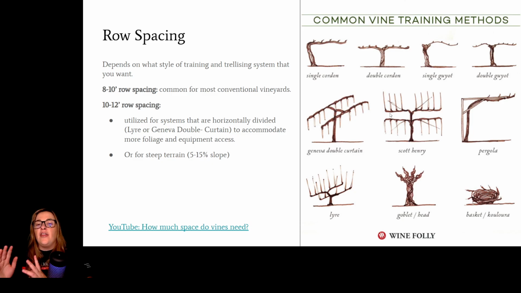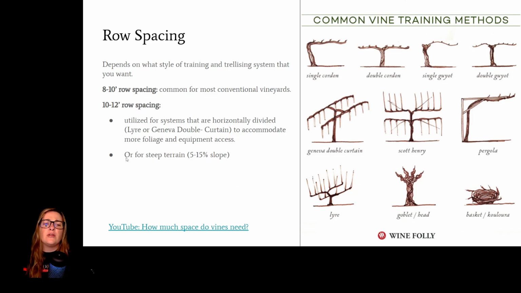There are other types of training systems that are wider that require more space. So that'd be like the Geneva double curtain, right? Where it comes off the base, splits into a T, and then it looks kind of like an H letter at the very top, right? So it splits open and then it continues to grow, and so forth. So there's a couple of training systems like that. Also the Lyre system. And so because they require more space, you'll need to factor that in with your row size too, right? Because you still need enough space for your tractor and equipment to get through. So for those, you're looking more at 10 to 12 feet per row for spacing, right?